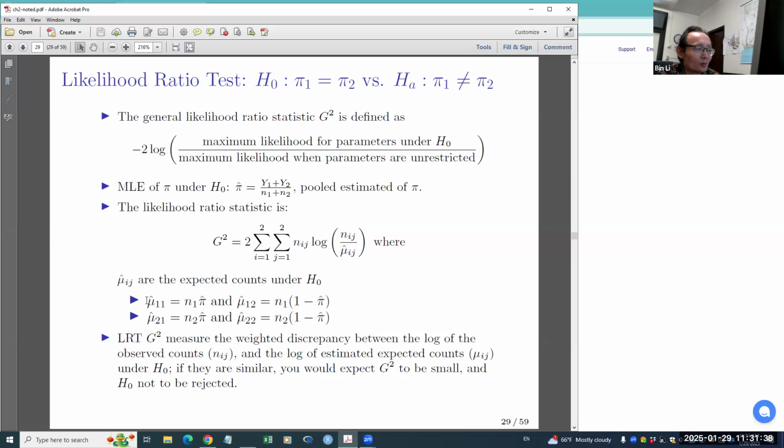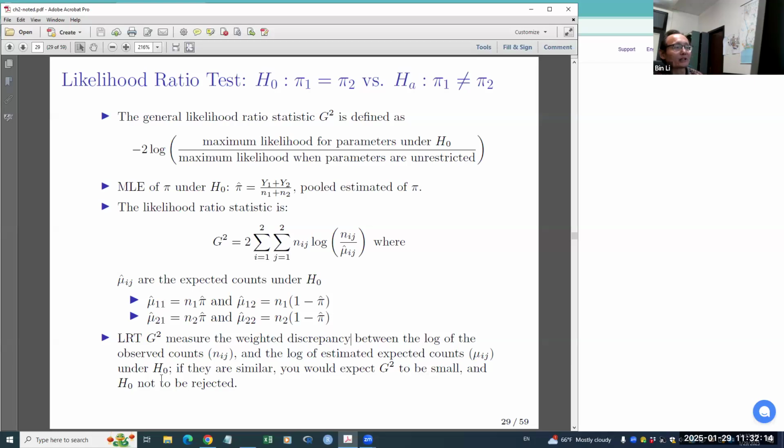Okay, so what is the expected? Since this is the MLE, the expected count is N1 times the pi hat, the MLE. Then mu 1,2 is this one, and mu 2,1 is this, mu 2,2 is this. Okay, so this is how we calculate the expected counts. Then we can run the likelihood ratio test.